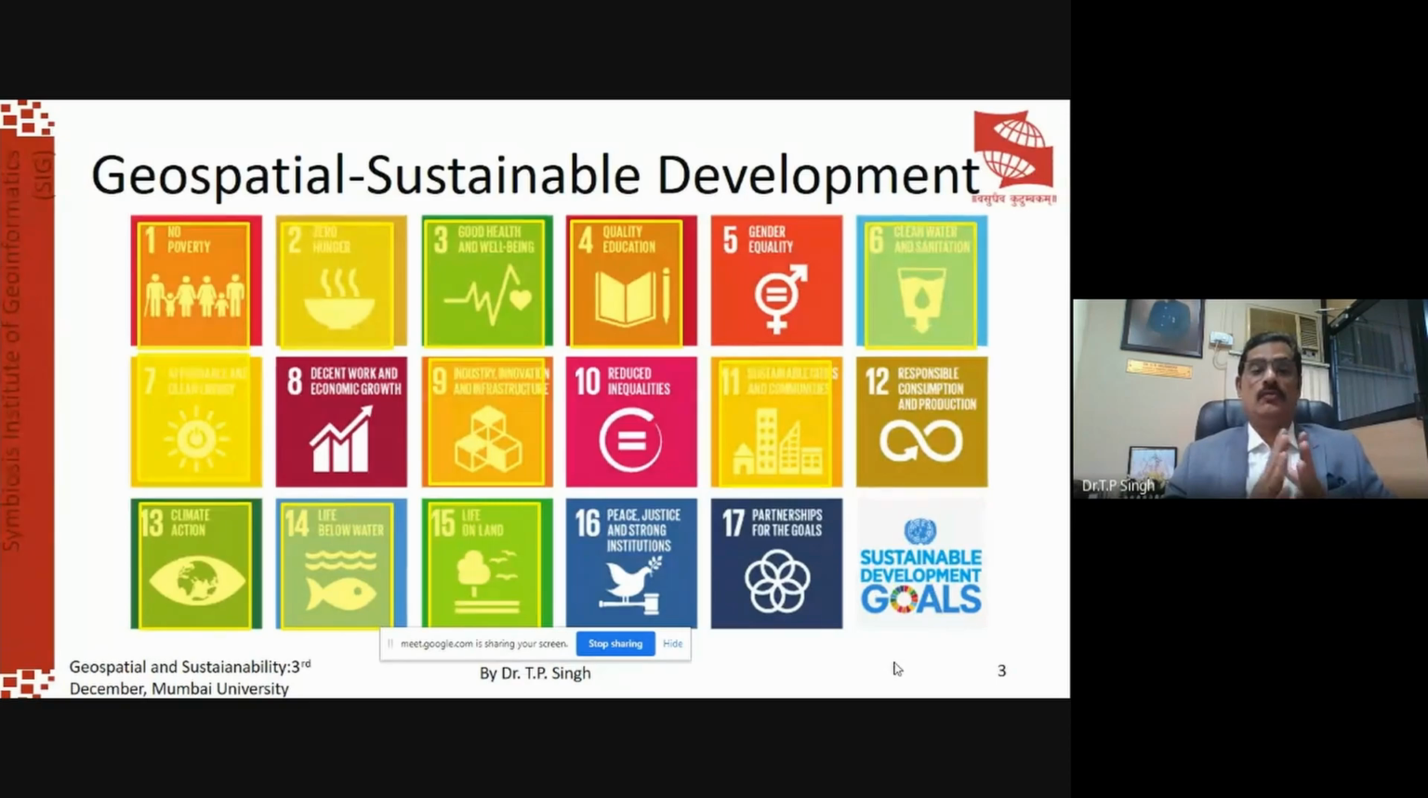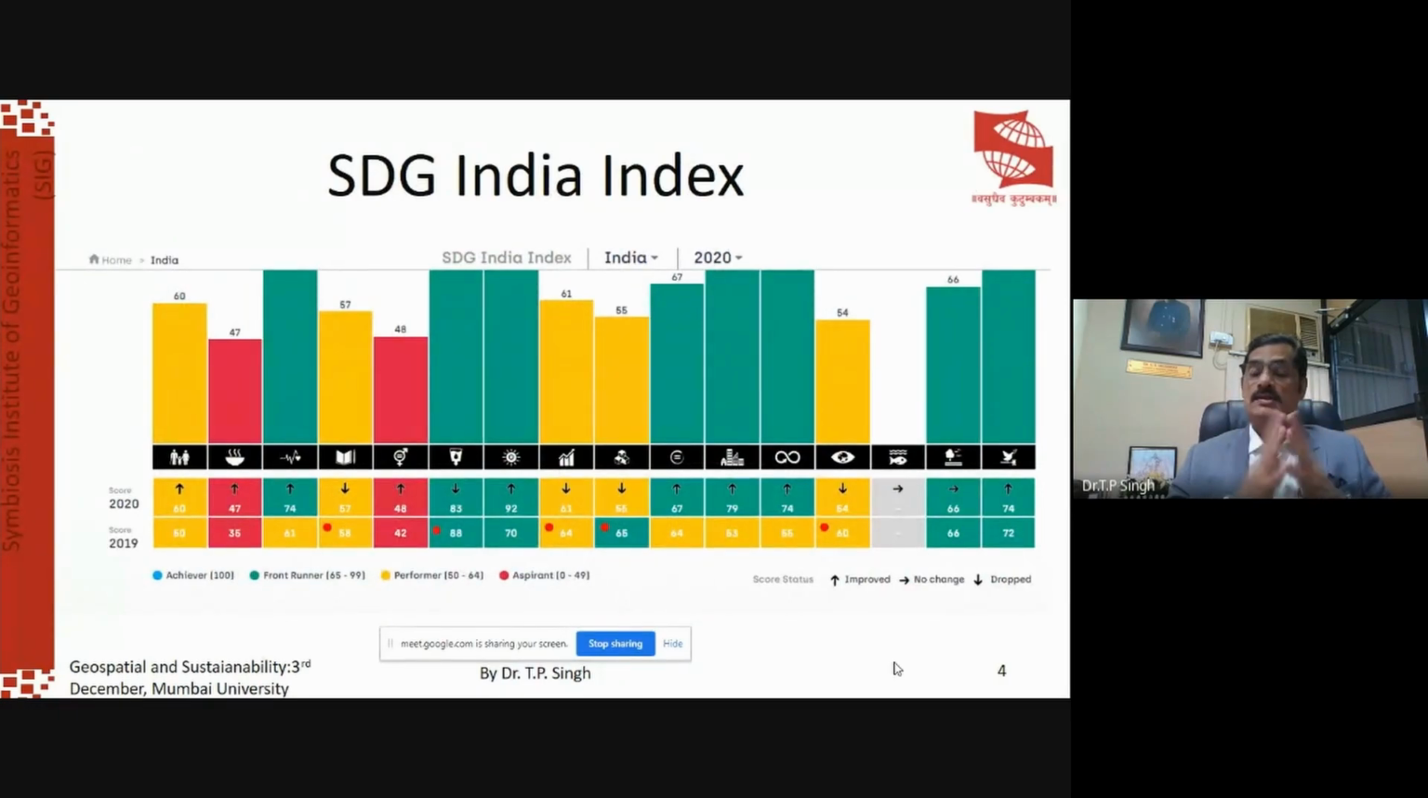Now, what is the priority of India? If you look, the priority of India is the first goal, no poverty. Second is zero hunger, and the fifth is gender equality. These three goals are the priority of the government of India, and the rest are the second priority. Now if you see what the government of India is doing, look at the sustainable development goals of India, the 17 different goals, and how we are achieving them.